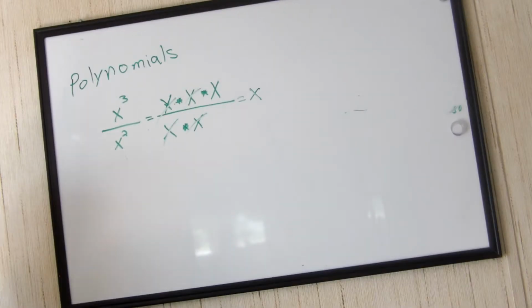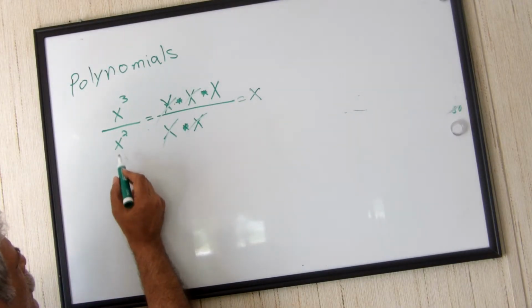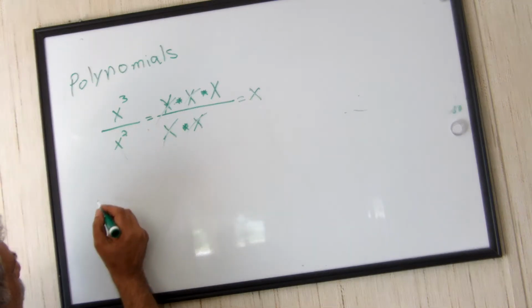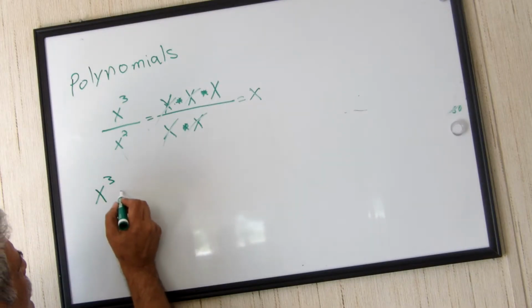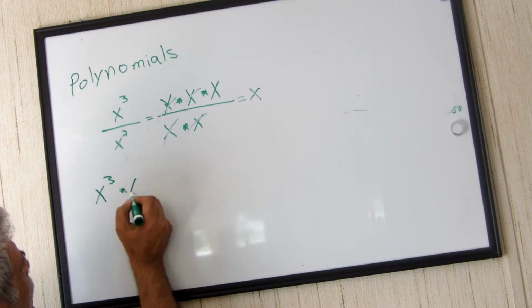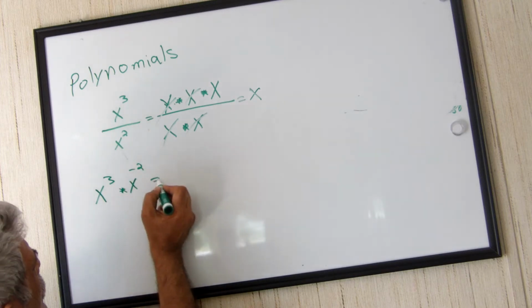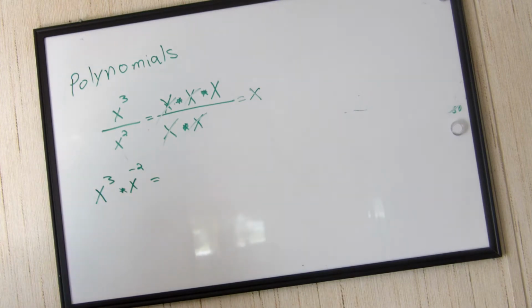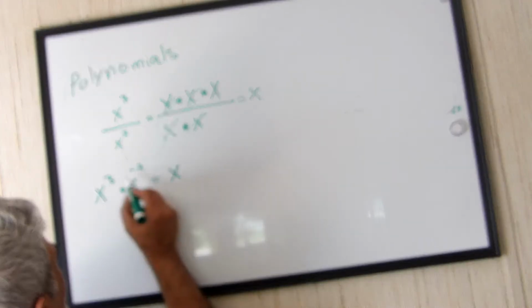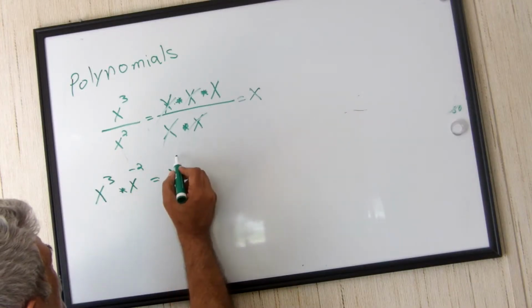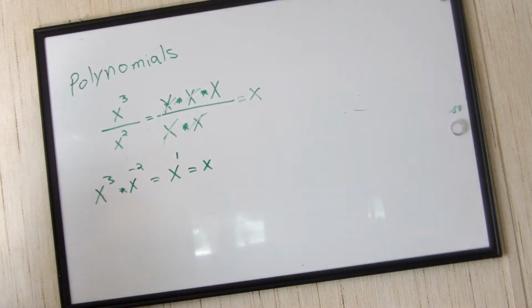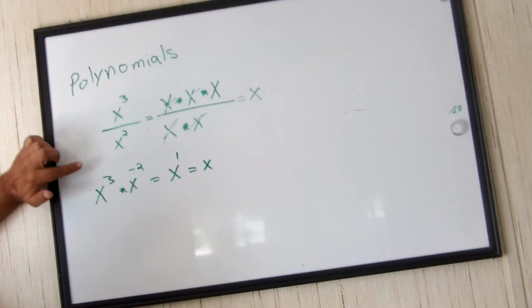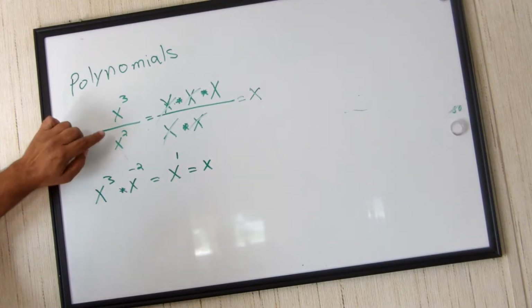There is another way you can write x to the power of 2 when this is a multiplication. We have x to the power of 3, and we can write this one times x to the power of minus 2. It means the base is the same, we write this one and add the exponents, minus 2 plus 3 is going to be 1. It's going to be x. Actually, you subtract the exponent there.